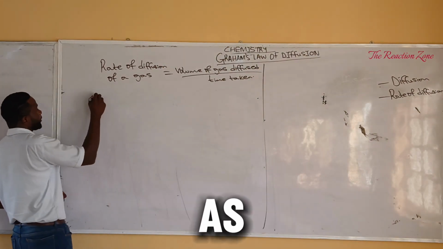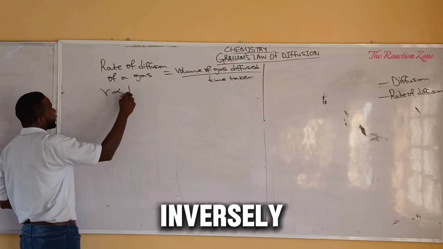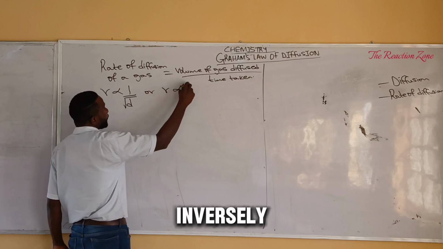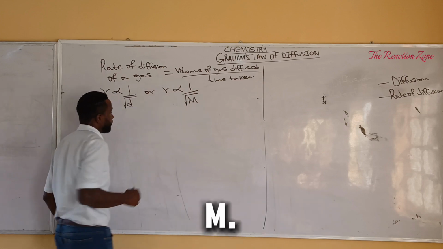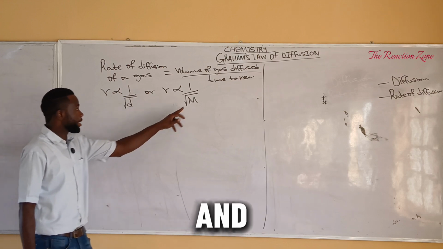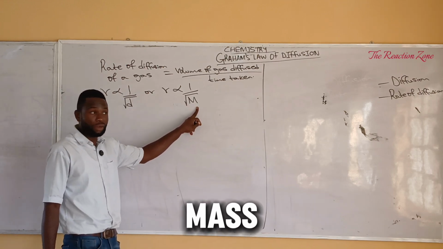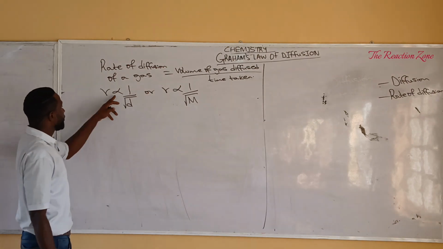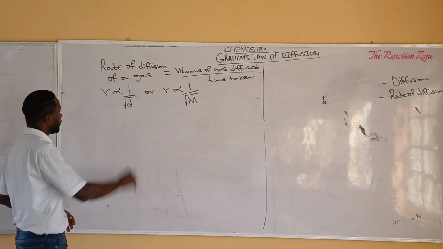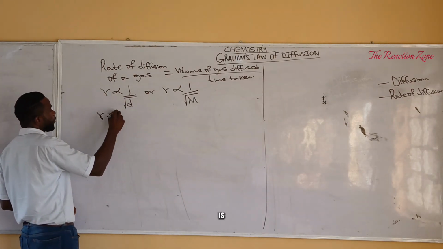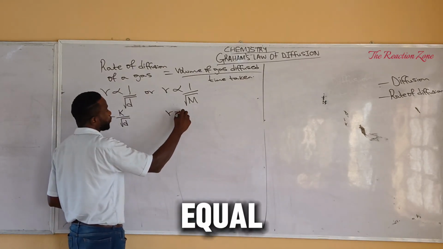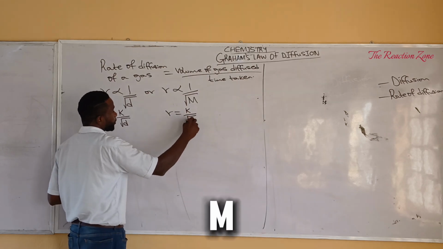Mathematically, this is expressed as R is inversely proportional to the square root of D, or R is inversely proportional to the square root of M, where D represents the vapor density of the gas and M represents the molecular mass of the gas. If the variation sign is changed to an equality sign, then there will be a constant of proportionality. This will become R is equal to K over root D, while this will become R is equal to K over root M.